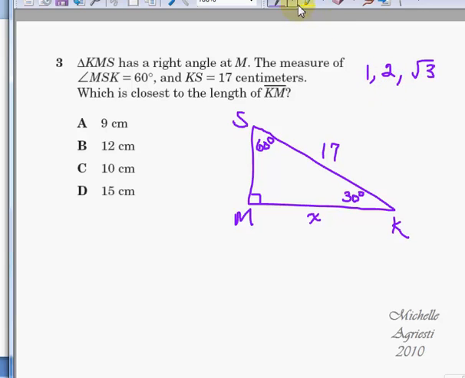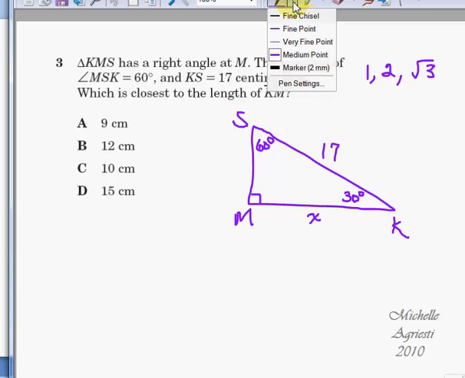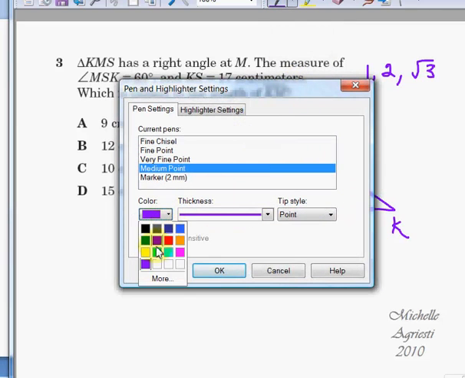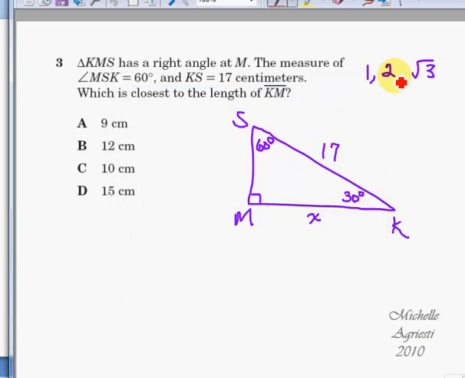So I'm just going to change my color here. Let's change to a different color, and we'll label these. This is going to be my 2x on the hypotenuse. This is going to be my x, which is my short leg, and this will be my x square root of 3. Okay, so whatever the short leg is, the hypotenuse is double that, and the long leg is the square root of 3 times that. Now I don't know the short leg though, but I do know the hypotenuse.